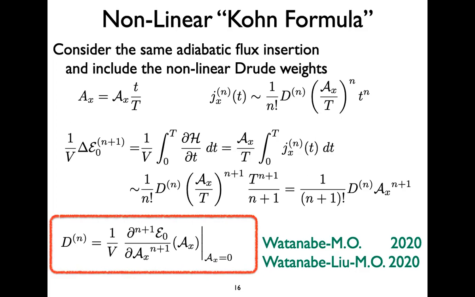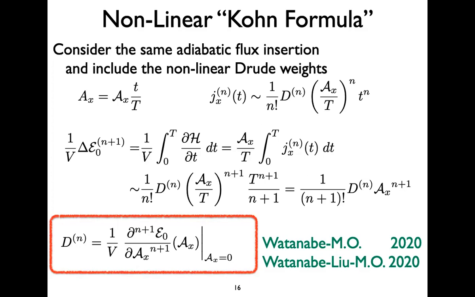So I can compare the energy increase during this adiabatic flux insertion with the integration of the current. And the current is dominated by the Drude weight for this adiabatic process. So I replace the current with this formula, and compare order by order between the left-hand side and the right-hand side. It's just a simple exercise, but the final answer is this.